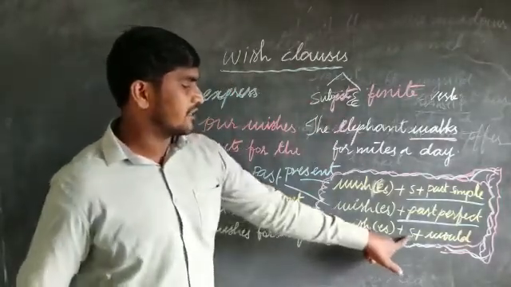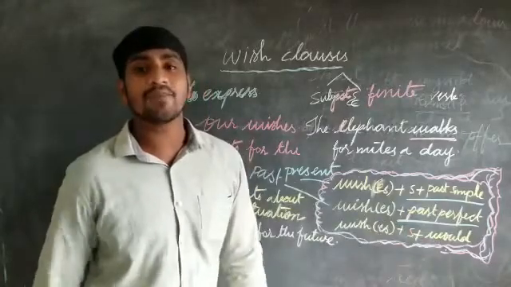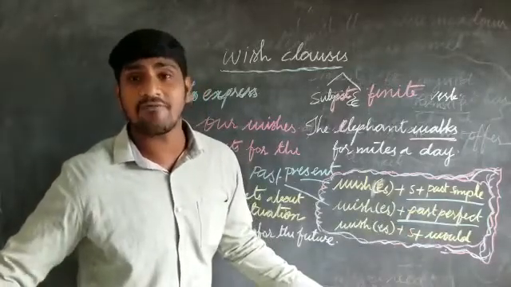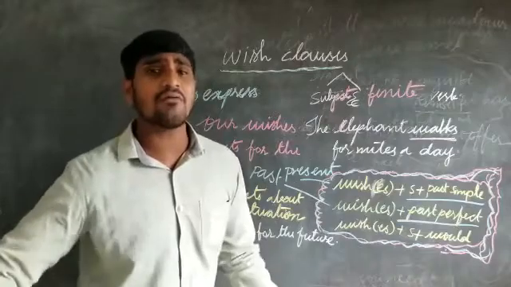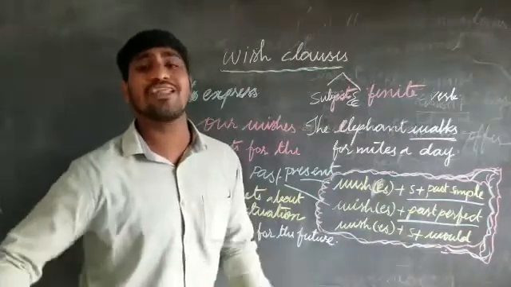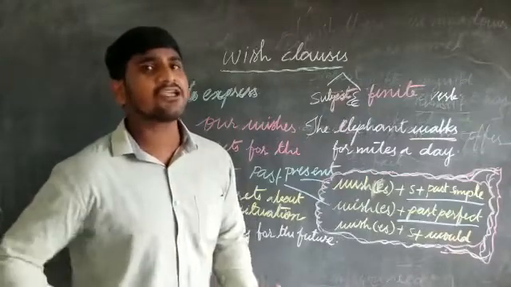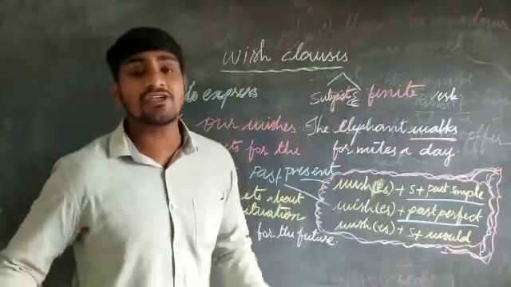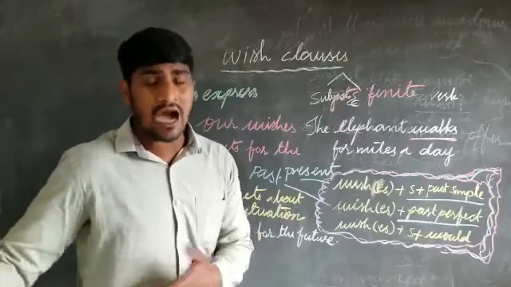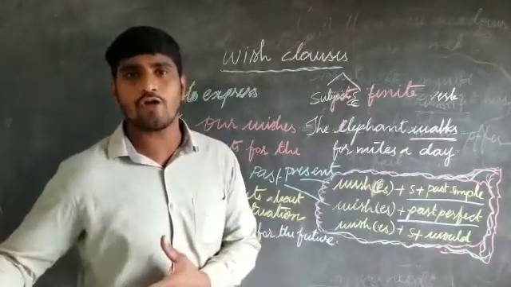Wish after subject plus would. I wish I would become. I wish I would allow him. I wish I would invite her. I would invite him for my birthday. It's my wish. I wish I would become an engineer. I wish I would become a doctor.